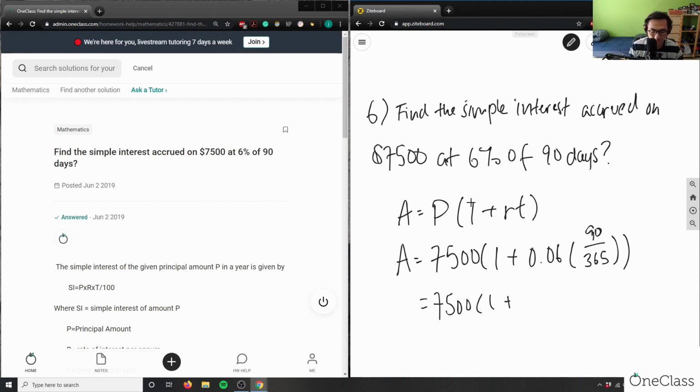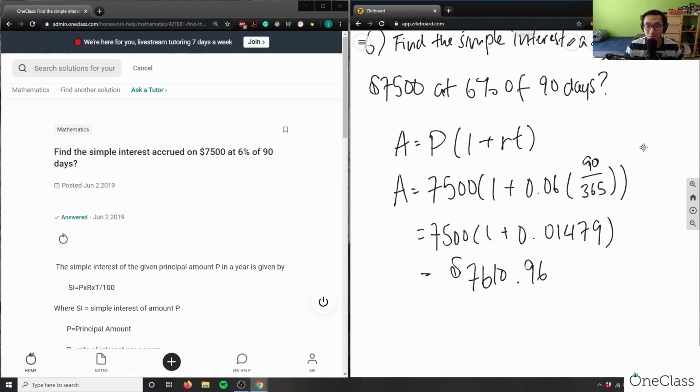This will give me 1 plus 0.01479, and then if I plug that into my calculator, times 7,500, I would get a total of $7,610.96. But however, this is just simply the final amount.